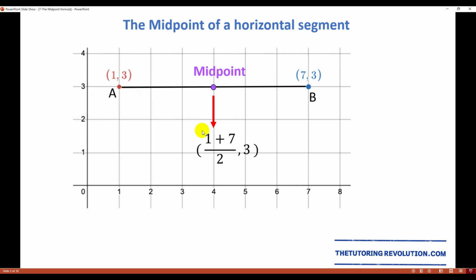Okay, so the x and the y. So the x would be 1 plus 7, 8, divided by 2, 4, and the y would be 3. Okay, so 4,3 will be the coordinate. So again, remember to use the average of these two to find the x-coordinate when you have a problem like this.